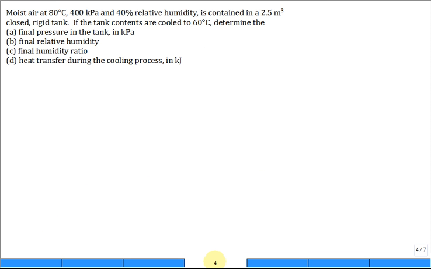Here we have moist air at 80 degrees C and 400 kilopascal and 40% relative humidity. It's contained in a 2.5 cubic meter closed rigid tank. If the tank contents are cooled to 60 degrees C, determine the final pressure in the tank in kilopascal. So we want to find, let's say, P2, the final relative humidity, phi 2, the final humidity ratio, omega 2, and the heat transfer during the process in kilojoules, Q 1 to 2.